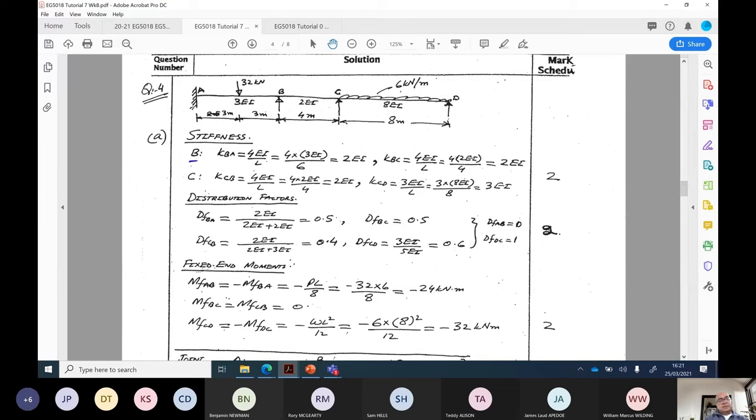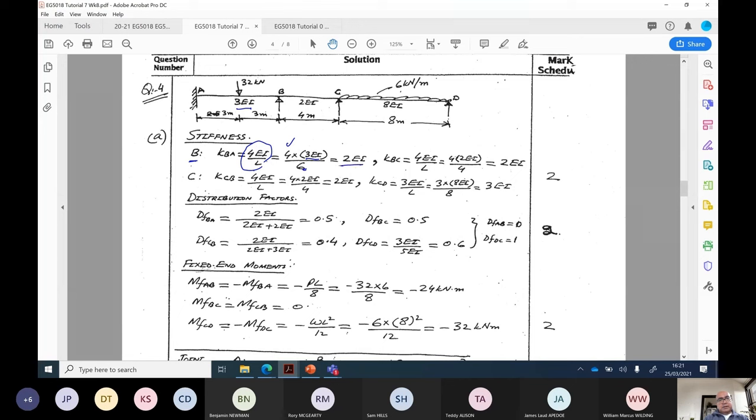Joint B is connected with BA and BC. So I will use this formula, 4EI over L. The 4 comes from the formula. EI for this span is 3EI, so I will simply plug this value in here. And the length of beam AB is 6. So when you put these values, you will get stiffness KBA as 2EI.